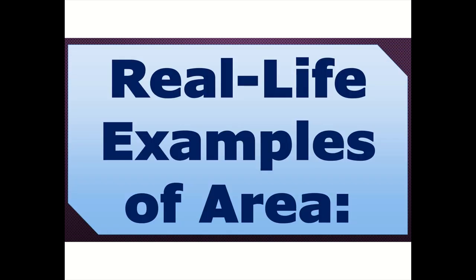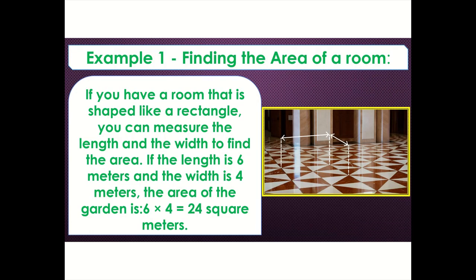Real-life examples of area. Example 1. Finding the area of a room. If you have a room that is shaped like a rectangle, you can measure the length and the width to find the area. If the length is 6 meters and the width is 4 meters, the area is 6 times 4 equals 24 square meters.